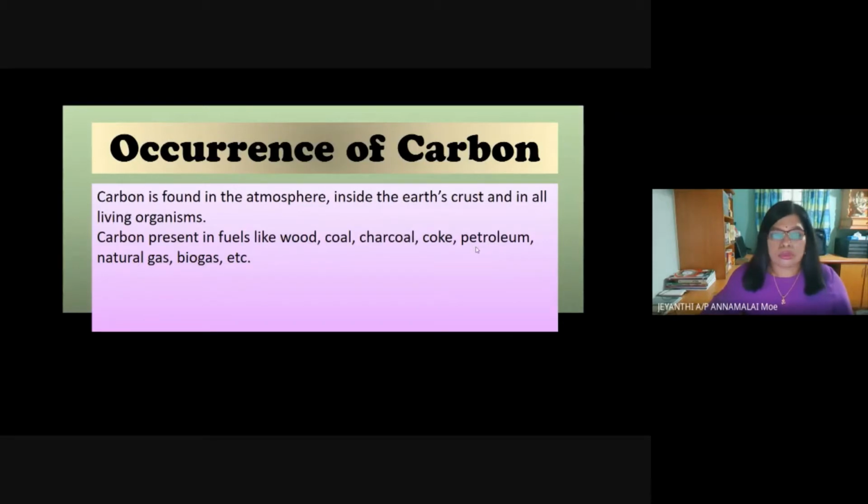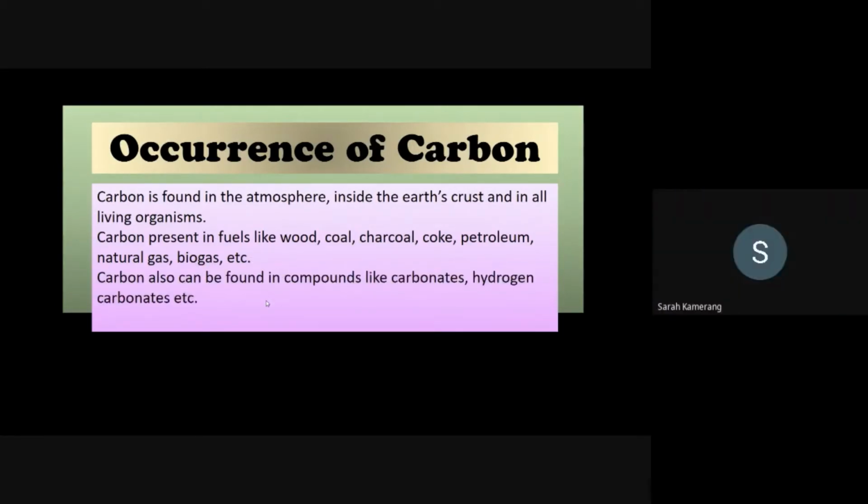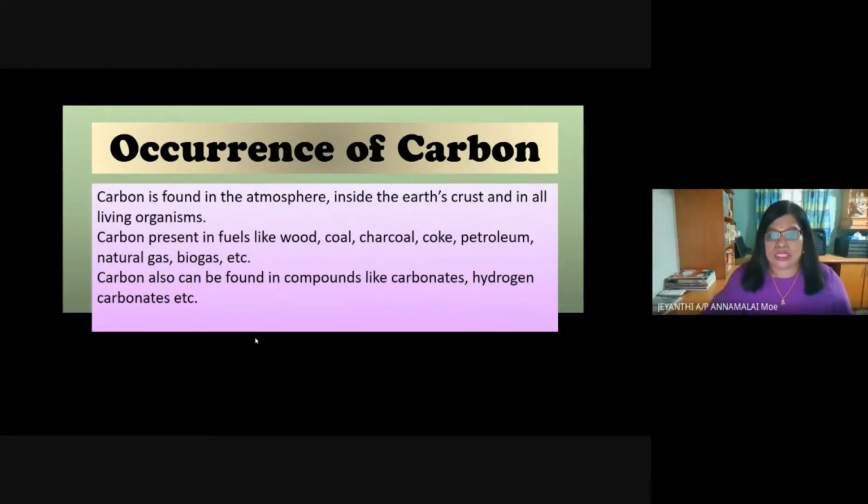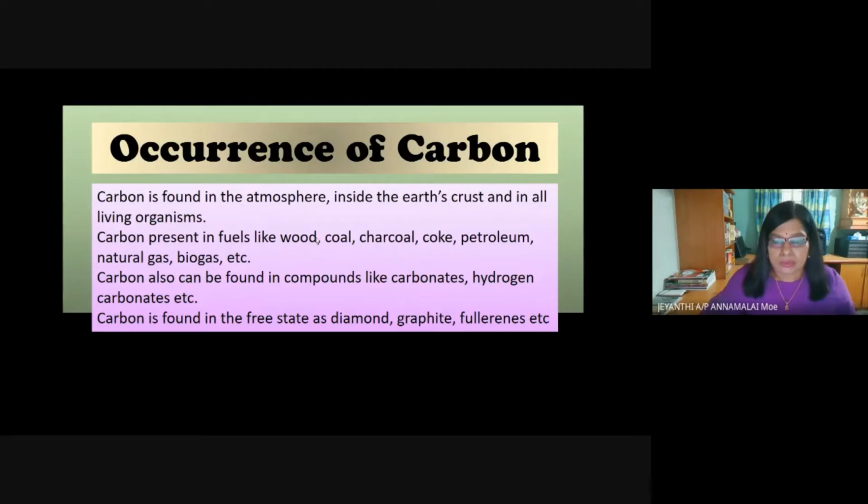Petrol, petroleum, natural gases, and many other biogases and more. Carbon also can be found in compounds like carbonates and hydrogen carbonates. These are some of the rocks around us, so you can find carbon in them. And finally, carbon is found in a free state as diamond, graphite, and fullerenes. All these are actually carbon.